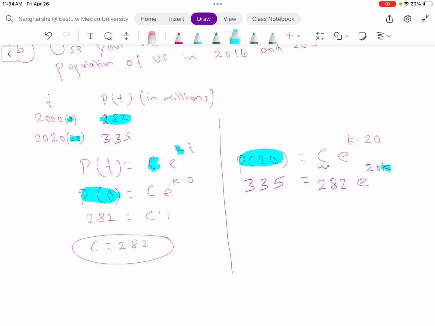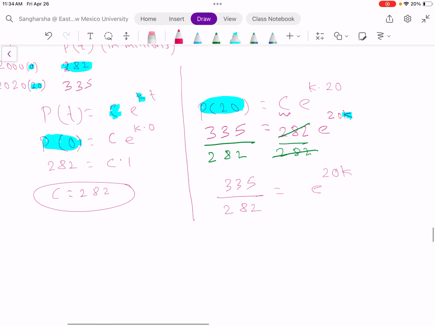Now, this is the exponential equation. So let's get rid of 282. For this we divide both sides by 282. This 282 and this 282 cancel. Now 335 divided by 282, just let me leave this as it is. You can use a calculator. 335 divided by 282 equals e to the power 20k.